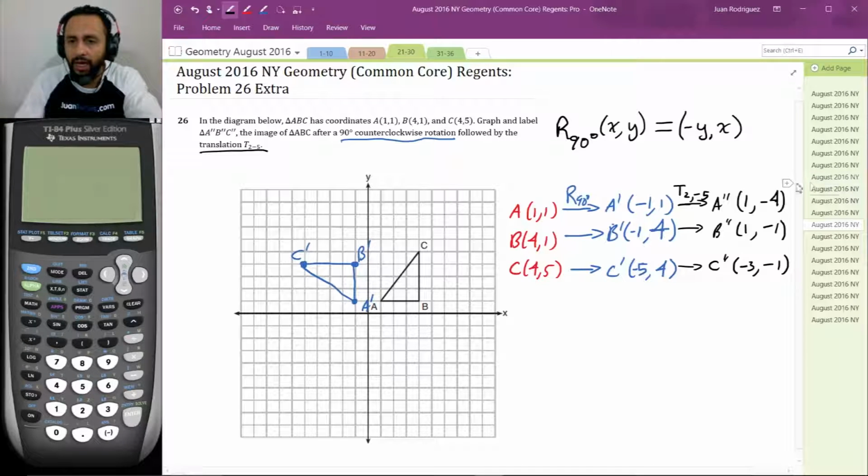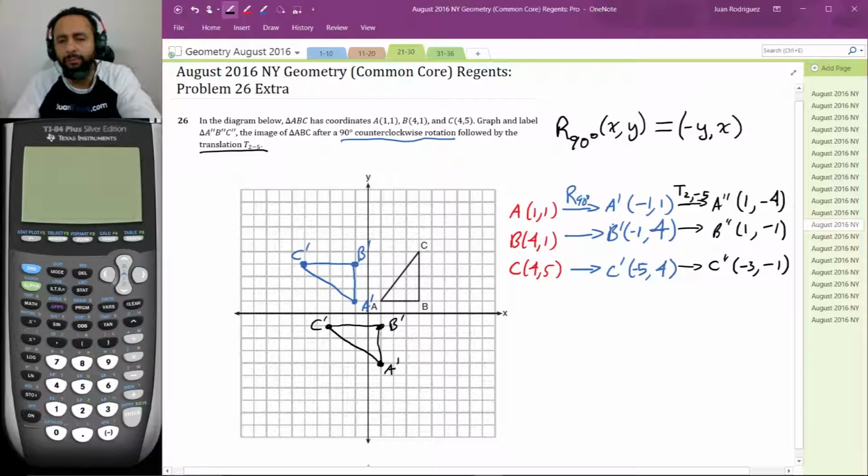So let's see what we get. A double prime: (1, -4). B double prime: (1, -1). And then C double prime: (-3, -1). Draw my dot there. Connect the dots. You see how this looks exactly like A prime, B prime, C prime, just shifted. The geometry checked my answer for me.